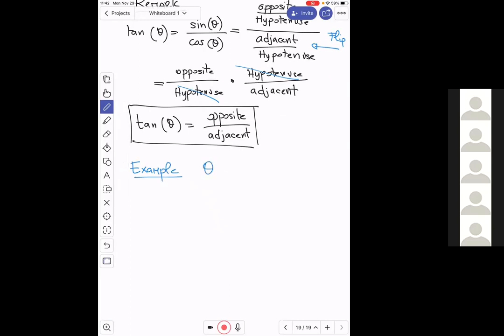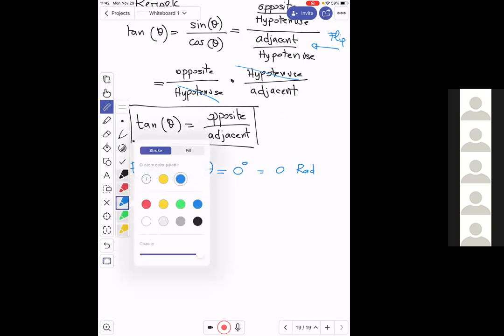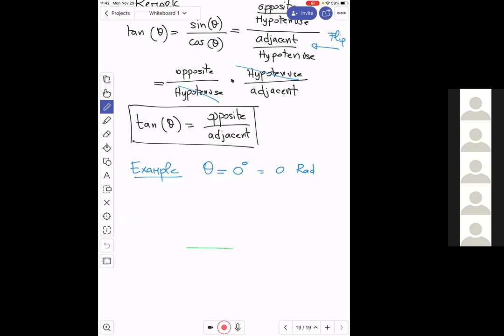Theta equal to 0 degrees, or 0 radians. So what's the 0 angle? Well, you're supposed to have an initial side. This is my initial side, and then you're supposed to have a terminal side, right? And the angle between the two sides, from the initial to the terminal, that's your angle theta.